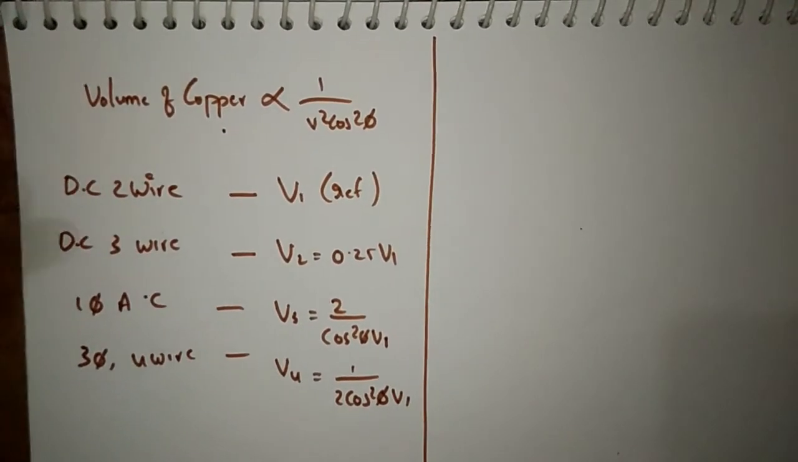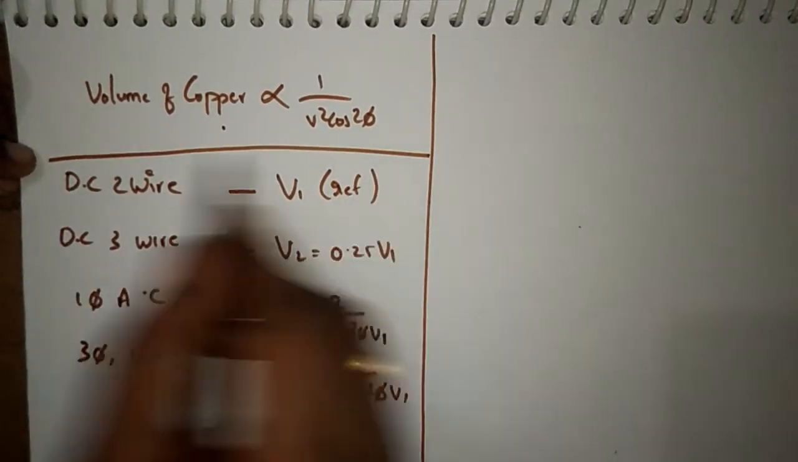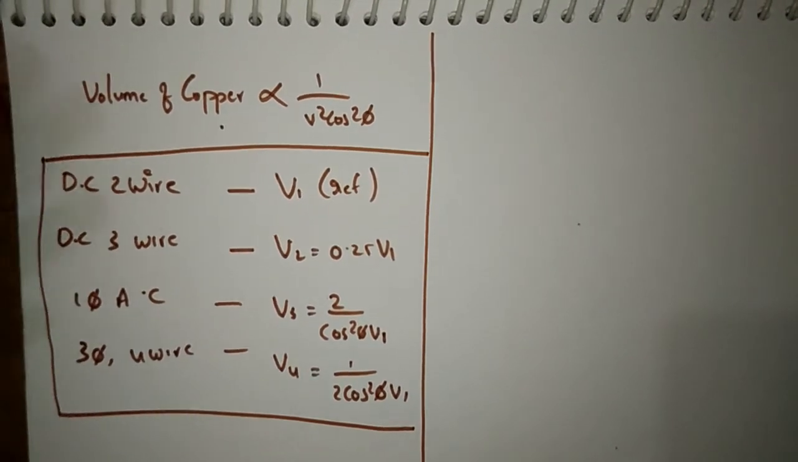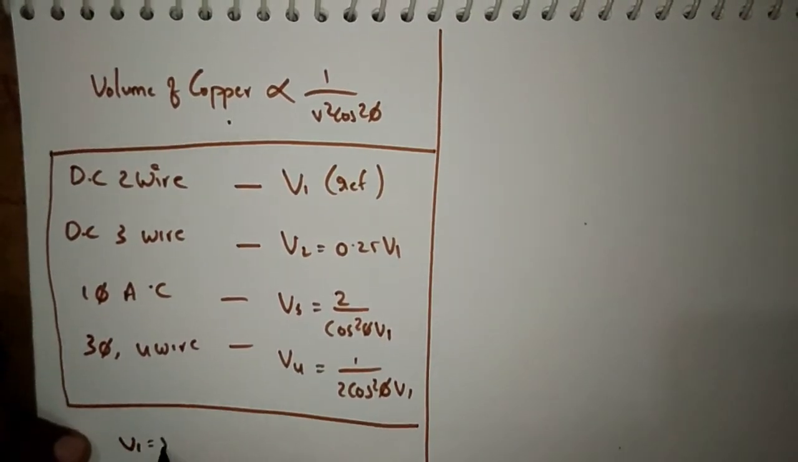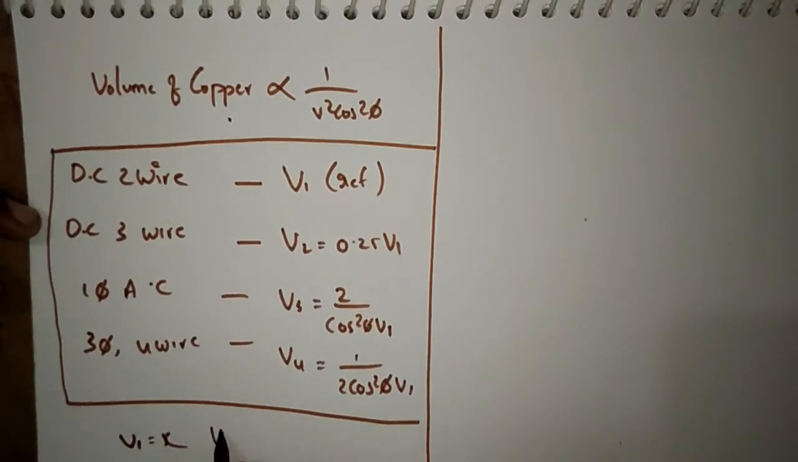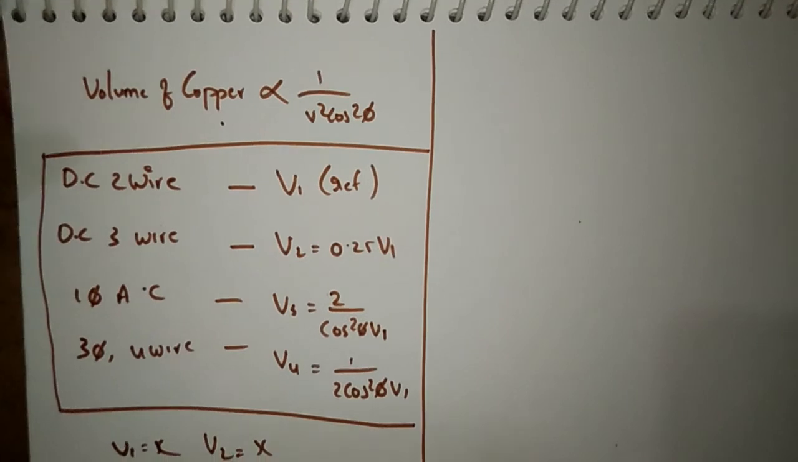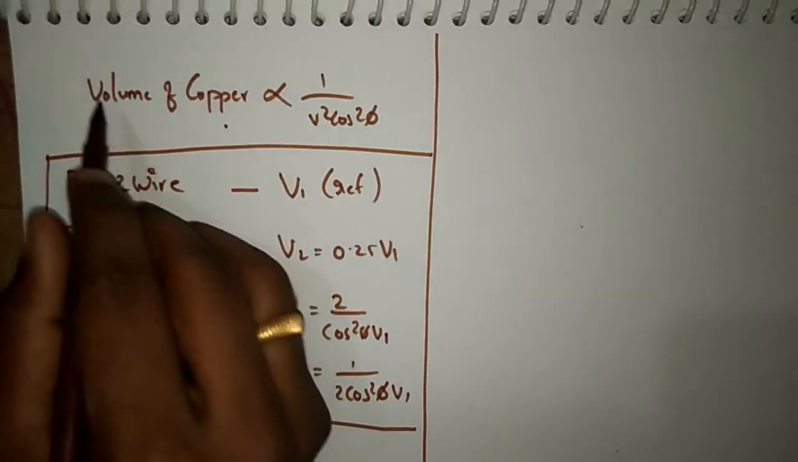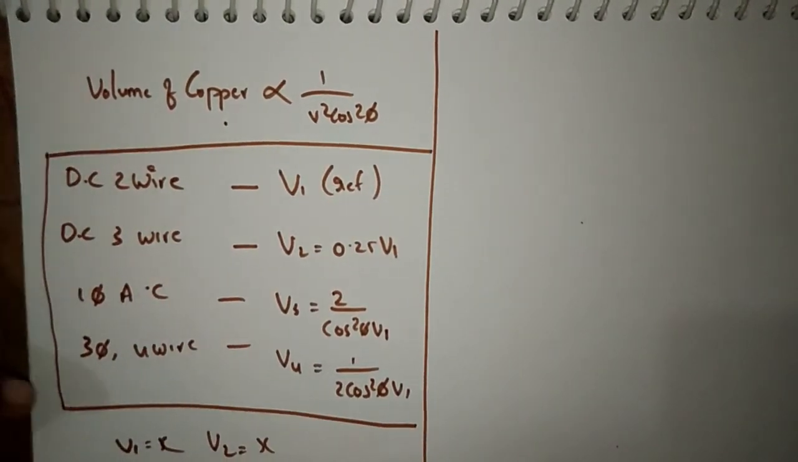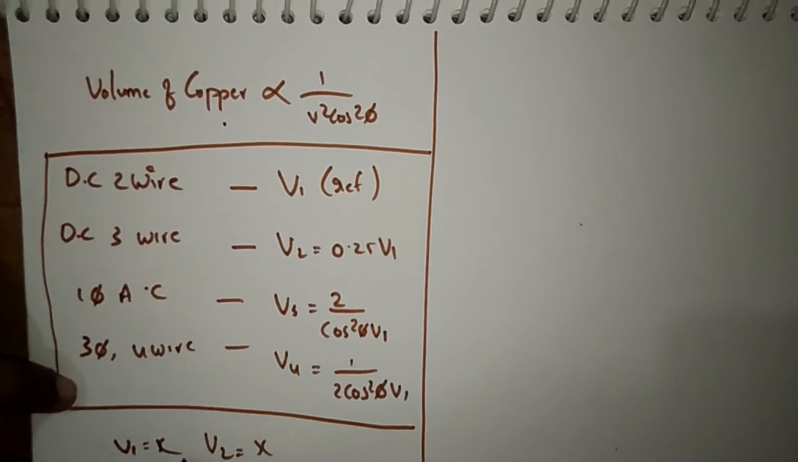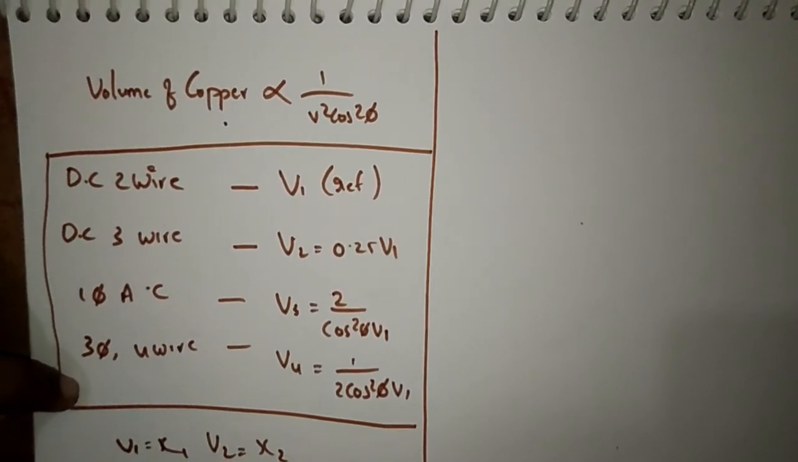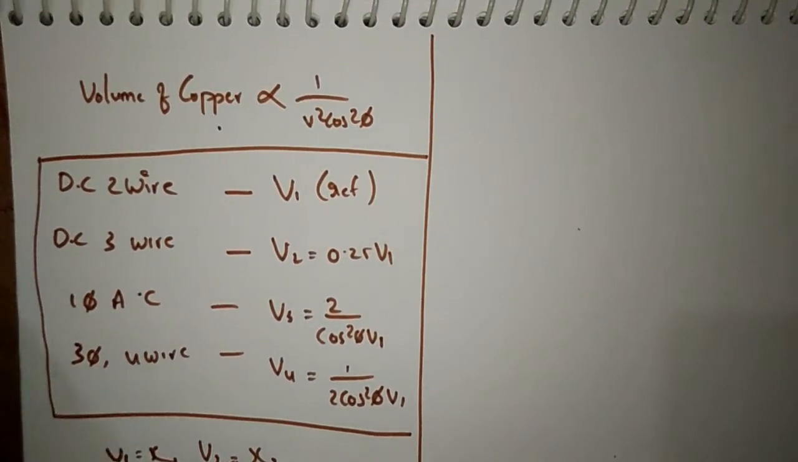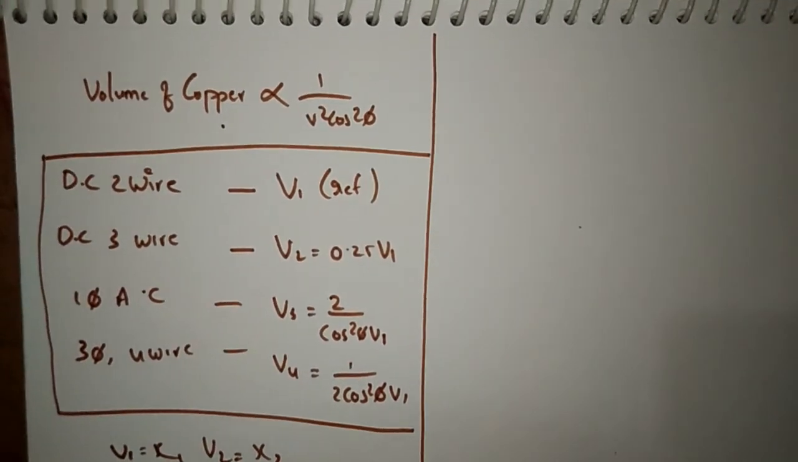I hope you got this point. This is a very important and repeatedly asked question. Questions will be in a way such that if, in DC two-wire system, our voltage V1 is equal to X and V2 is of voltage X, then what might be the volume of copper required? So we actually go for the formula, this one. So volume of copper V1 by V2 is equal to X1 by X2. Then we have to calculate it. See, please note these formulas and do practice with some available dumps you can find online.